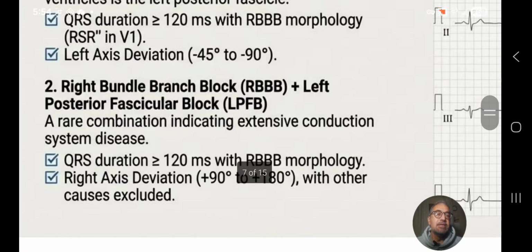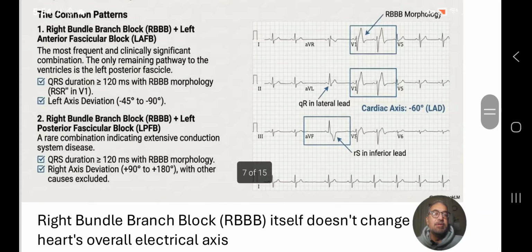On the other hand, if they have a right bundle branch block with a right axis deviation, this means left posterior fascicular block, and this indicates extensive conduction system disease. Again, RBBB itself doesn't change the heart's overall axis.